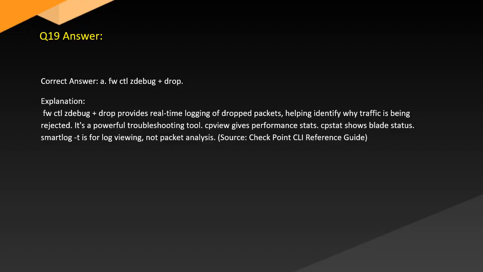Answer. Correct answer: fw ctl zdebug + drop. Explanation. fw ctl zdebug + drop provides real-time logging of dropped packets, helping identify why traffic is being rejected. It's a powerful troubleshooting tool. CPView gives performance stats. CPstat shows blade status. SmartLog is for log viewing, not packet analysis. Source. Check Point CLI reference guide.